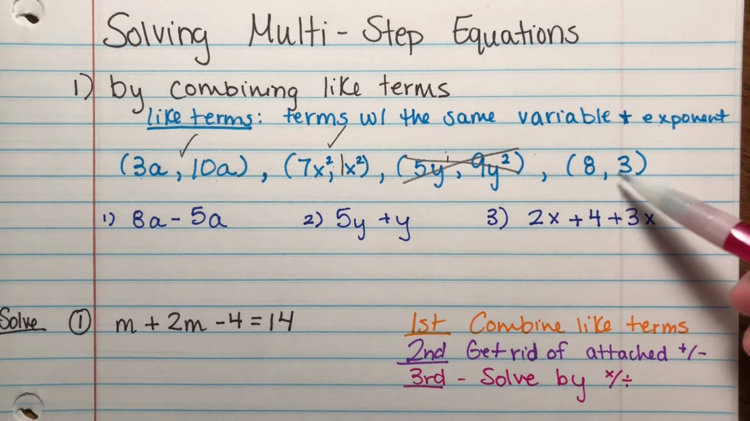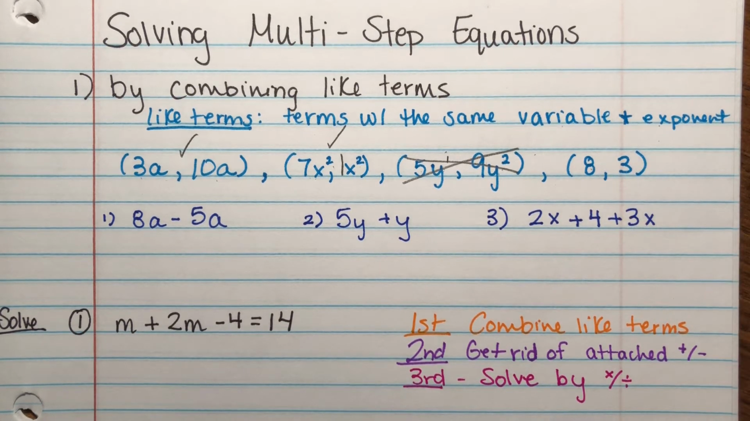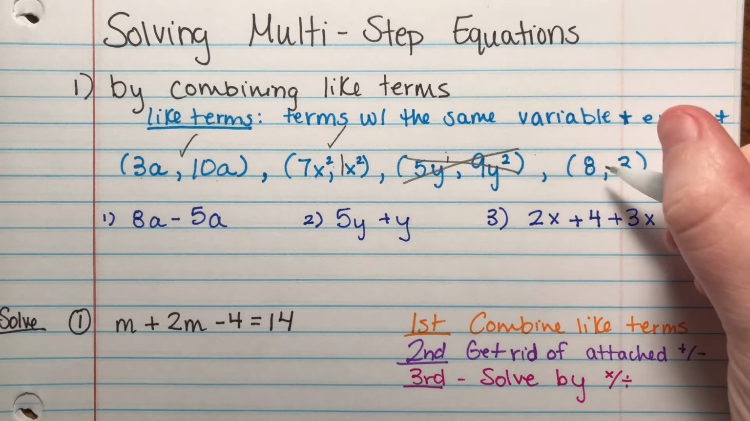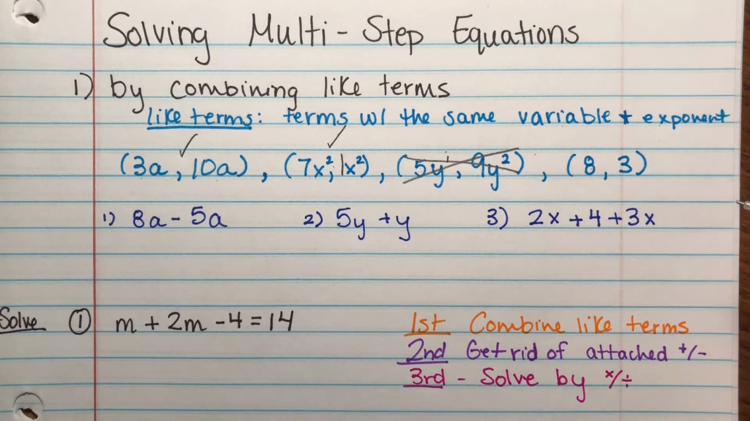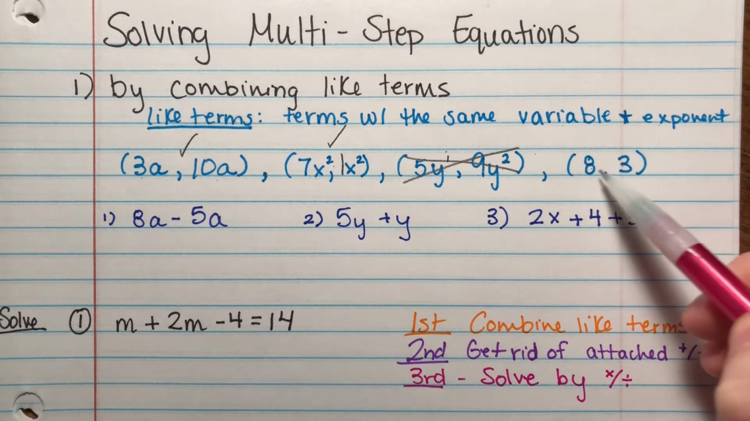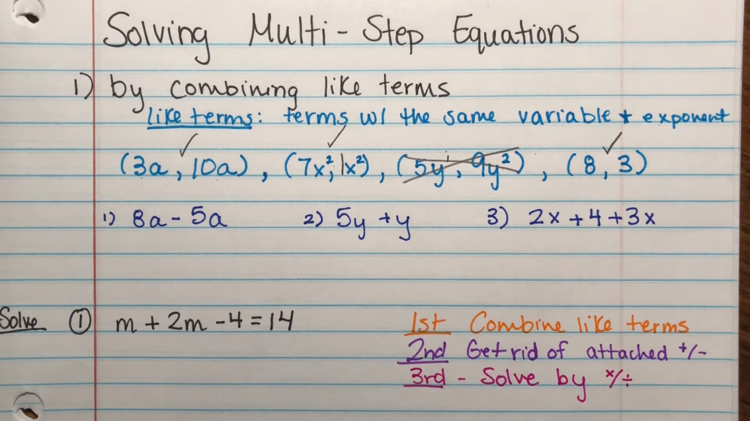What about 8 and 3? Do they have the same variable? Well, they don't have a variable. So we can assume, since they're just numbers without a variable, they are also like terms.